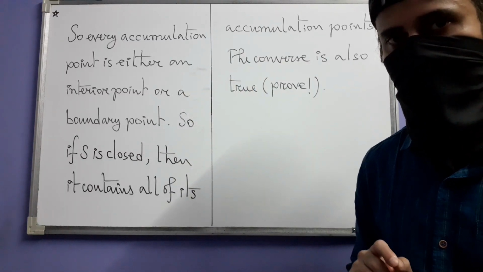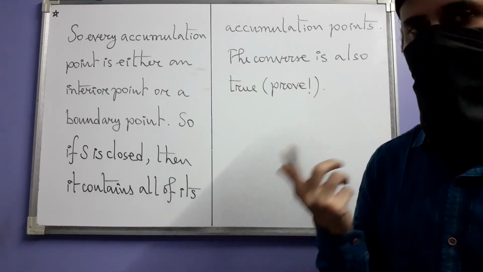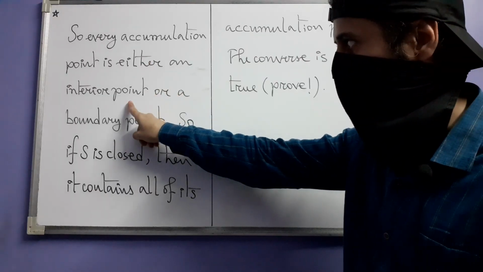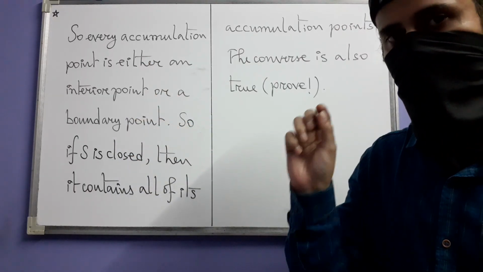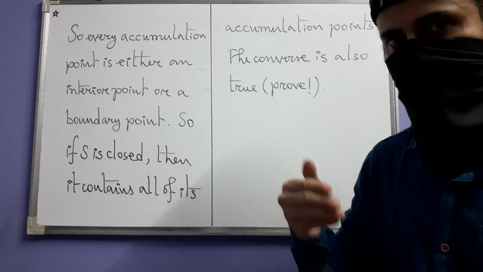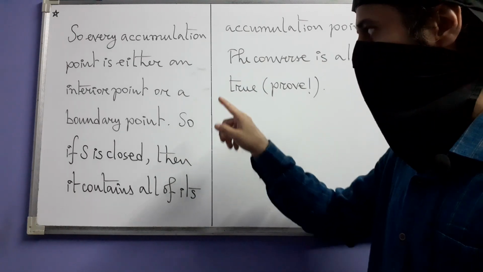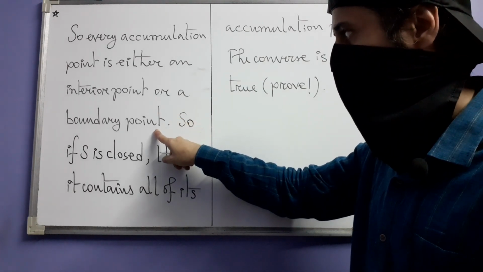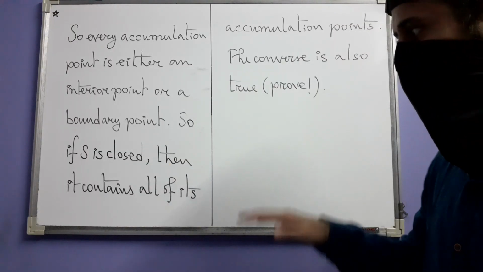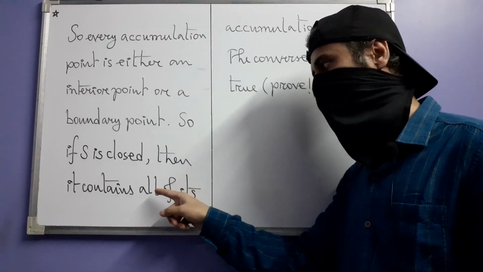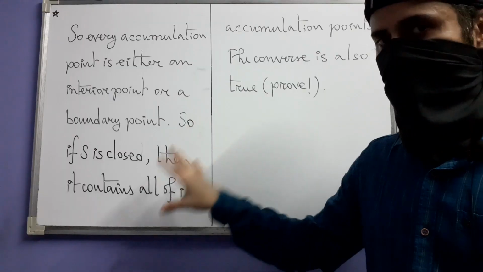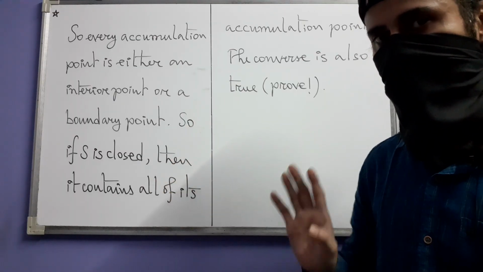You take any accumulation point of S, say Z0. Then by the previous line, that point is either an interior point or a boundary point. If Z0 is an interior point, then obviously it's inside S, so S contains Z0. However, if Z0 is a boundary point, then also it is inside S because S is closed. So you find this fact that a closed set contains all of its accumulation points. It's a result, a consequence.